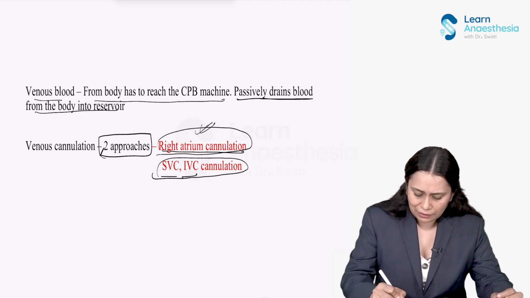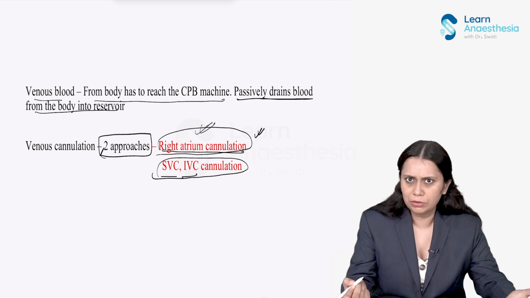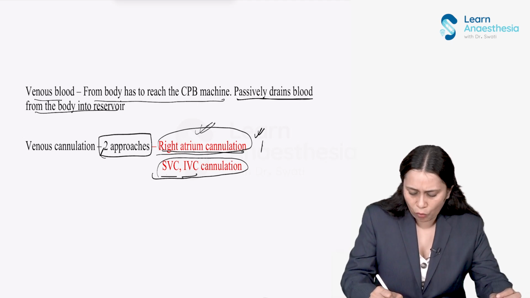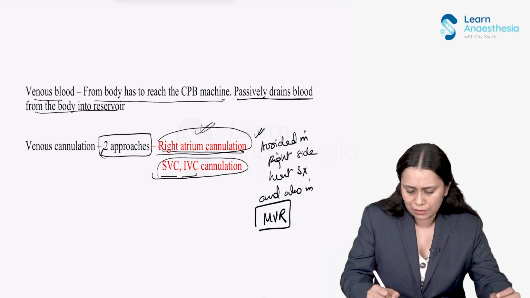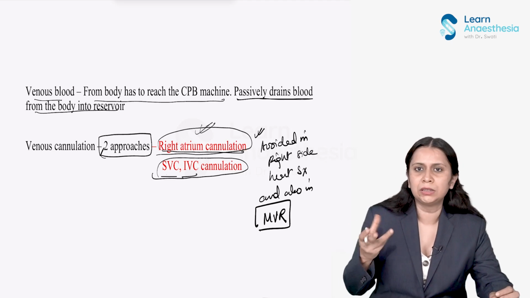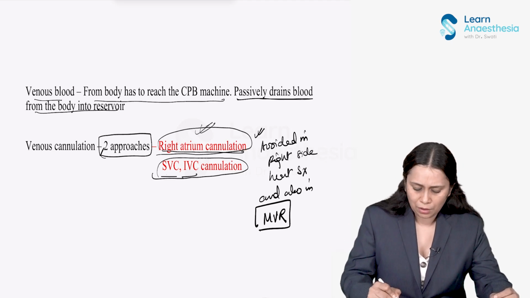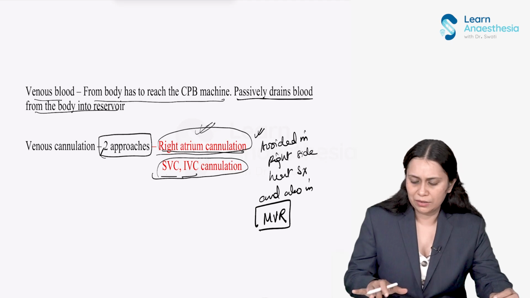So as I said, right atrial cannulation is done, but it is avoided in right side heart surgery, and also in mitral valve replacement, because the heart is rotated and turned in mitral valve replacement. Okay, so venous cannulation is done.